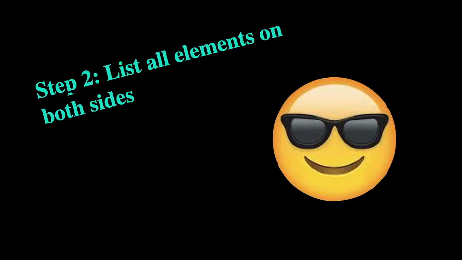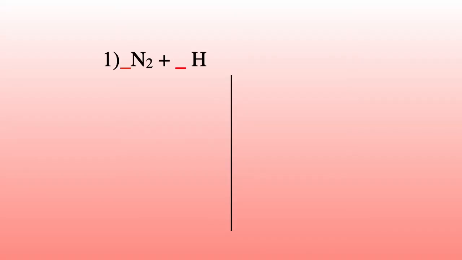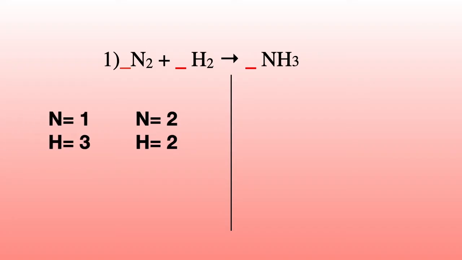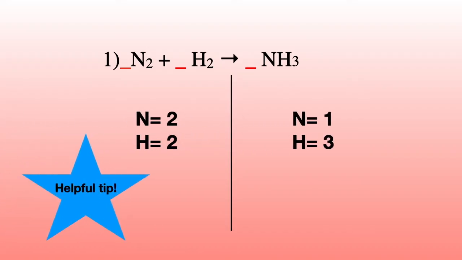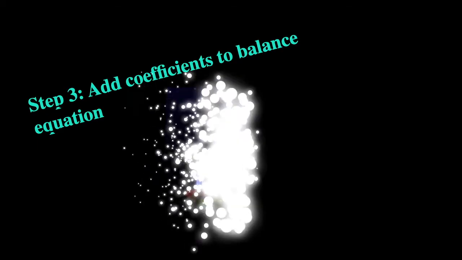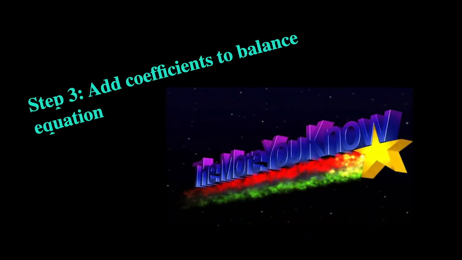Step 2. List all elements on both sides. Now that we drew a line separating our reactants from our products, we want to list all of the elements found in both sides. A helpful tip is to keep all elements in order. That way, you can avoid any confusion. Step 3. Add coefficients to balance equations. You may be wondering, how do you know where to add a coefficient? The answer is to start with what element is unbalanced.